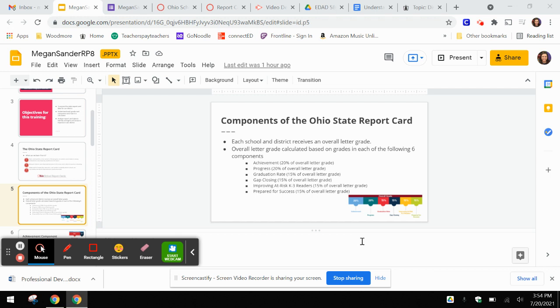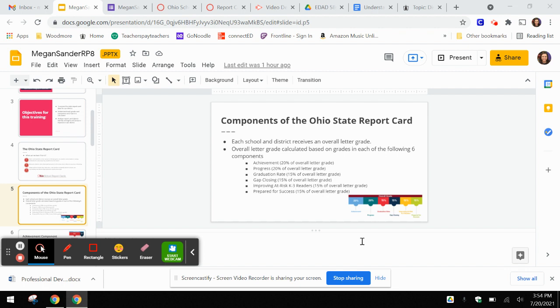As you can see, the first component that is measured on the state report card is achievement, and that's worth 20% of the overall letter grade. As you'll see in a few slides down, there are a few different pieces that are part of the achievement component. The second component is progress, and that is also 20% of the overall letter grade. And I know you probably have heard the term value added. That is where value added is measured within the progress component.